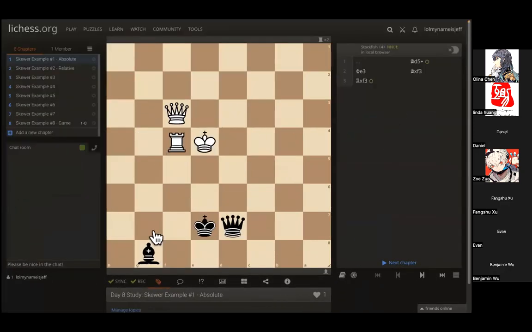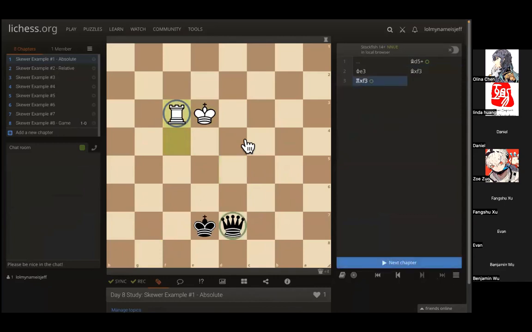So just to illustrate, this is another example of an absolute skewer. Here we play the move bishop to d5, attacking the king, and the queen is behind it. So once the king moves to e3, let's say, then we can take the queen, and then after rook takes, you'll see we have a queen for a rook, so this should be winning for black.